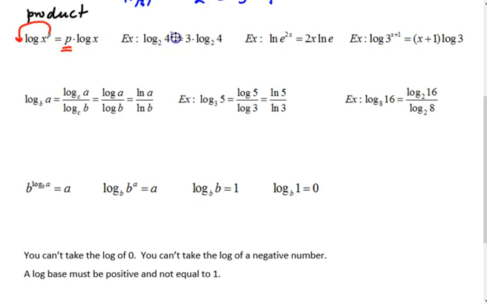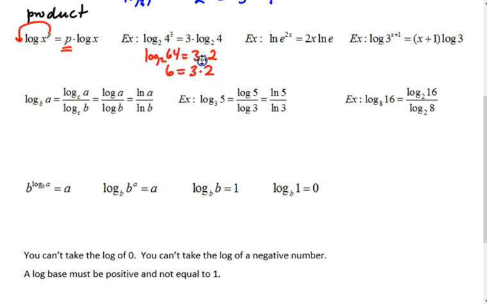Okay, so let's look at an example here. Log base 2 of 4 to the third. I can rewrite that as 3 times log base 2 of 4. So this is log base 2 of 4 to the third, which is 64. And this is 3 times log base 2 of 4. Log base 2 of 4 is 2. And this turns out to be 6 then. 6 is 3 times 2. So log base 2 of 64 is 6. This is kind of like raising a power to a power.